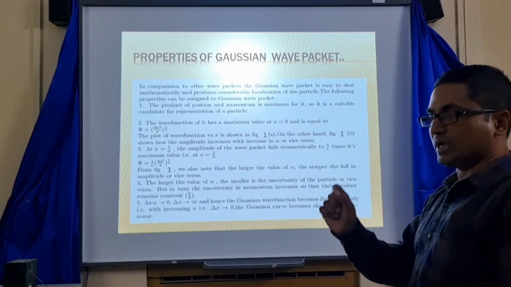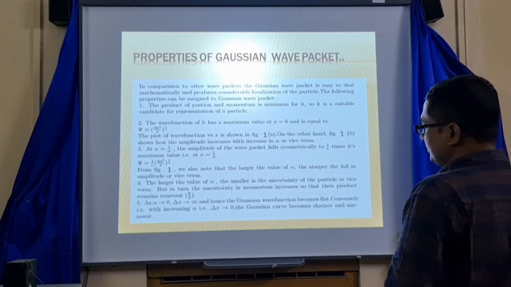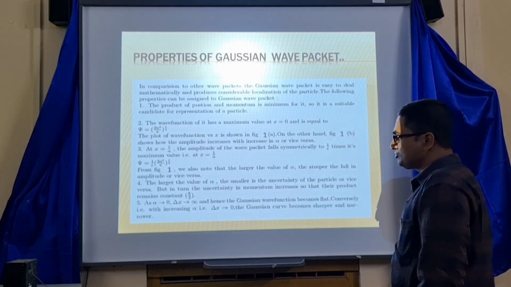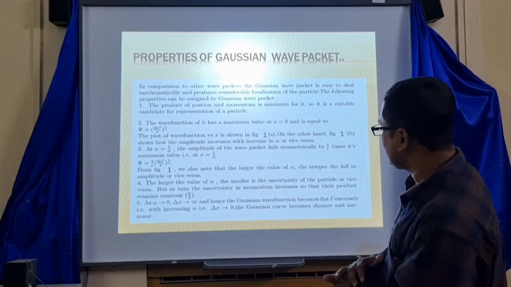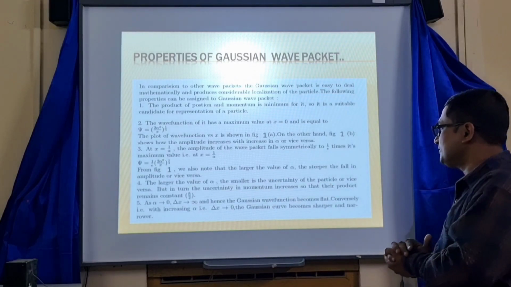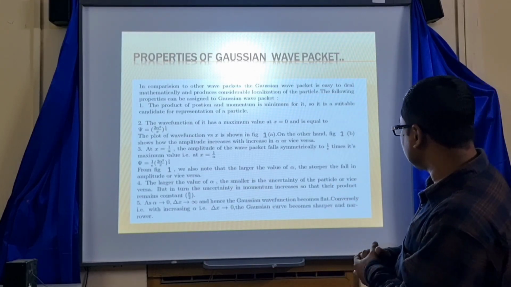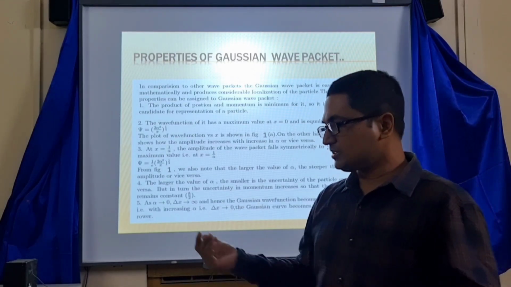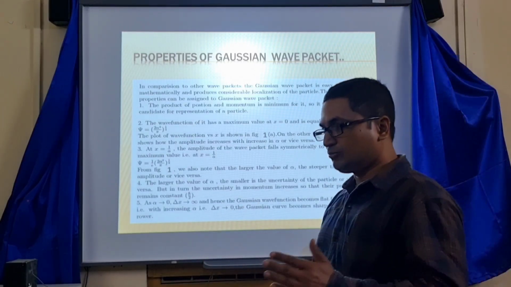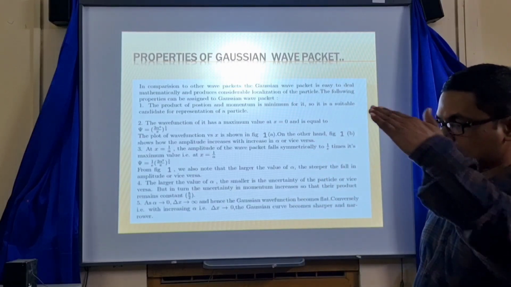So large uncertainty in momentum. So number 5, when alpha tends to 0, del x tends to infinity. And this is another one: 4 and 5 are almost the same, only the opposite, contradictory things. And del x tends to infinity means that the Gaussian function becomes flat. It is obvious from figure 1 also that the lesser the alpha, the greater is the flatness of the wave function.